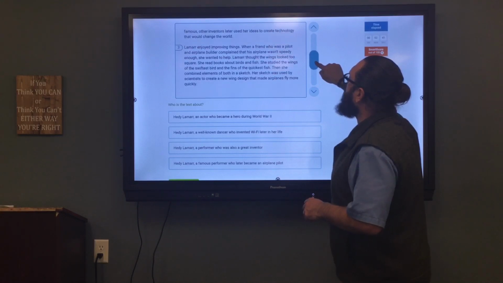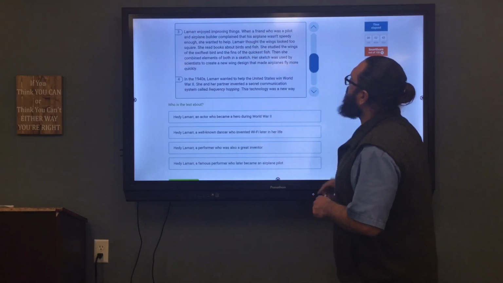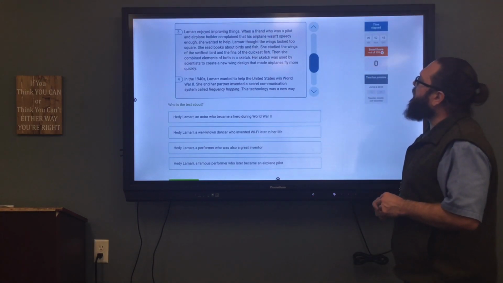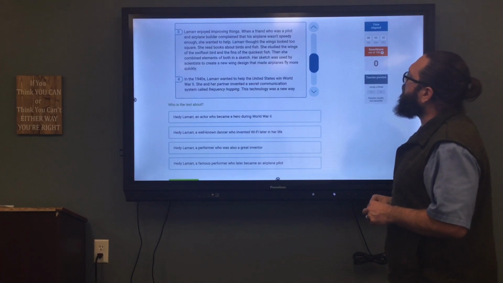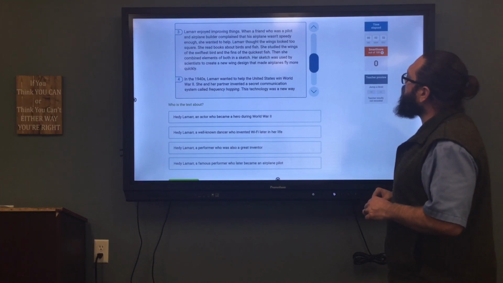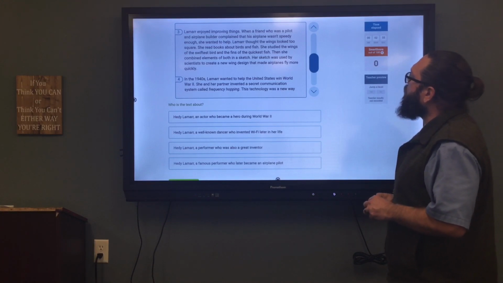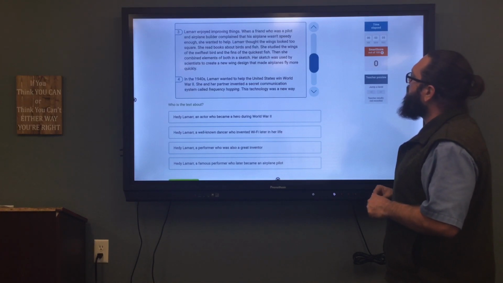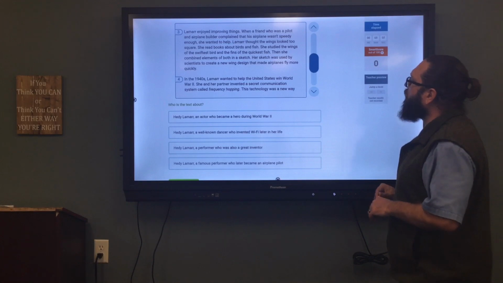Lamarr enjoyed improving things. When a friend who was a pilot and airplane builder complained that his airplane wasn't speedy enough, she wanted to help. Lamarr thought the wings looked too square. She read books about birds and fish. She studied the wings of the swiftest bird and the fins of the quickest fish. Then she combined the elements of both in a sketch. Her sketch was used by scientists to create a new wing design that made airplanes fly more quickly.